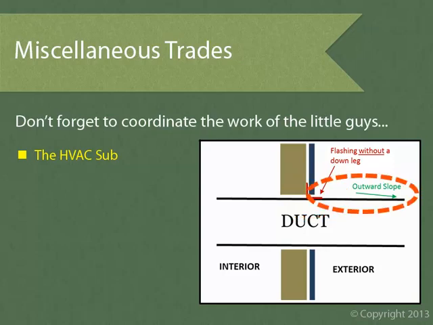It's also a good construction practice to slope the duct slightly away from the building. This helps shed water away from the building and ensures we won't end up with water ponding atop the duct and up against the building.